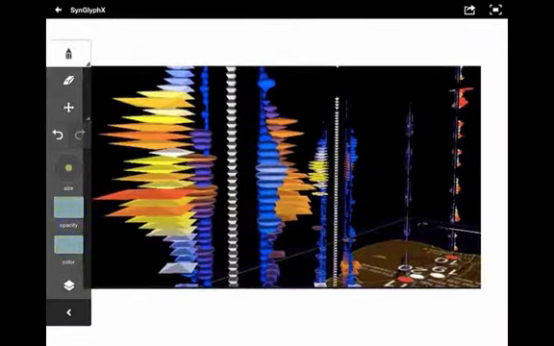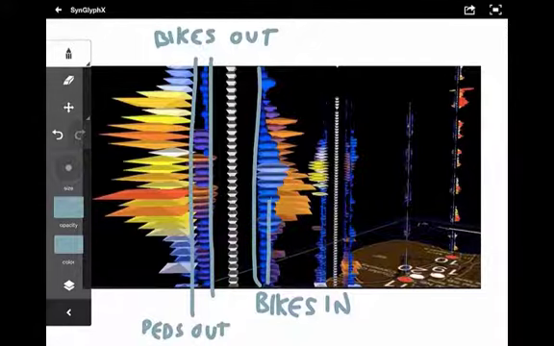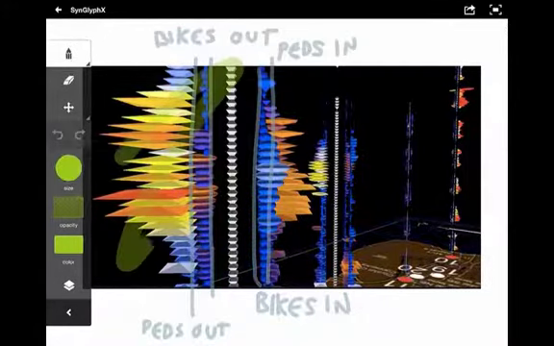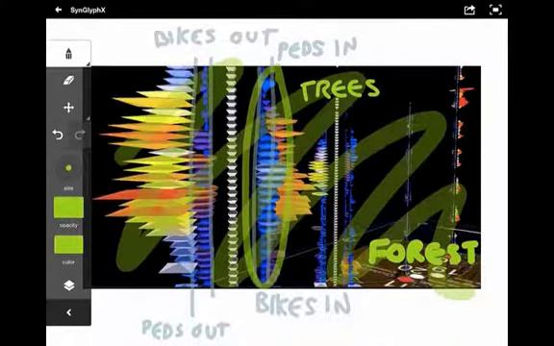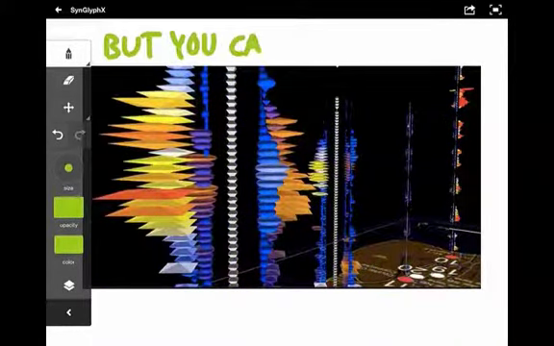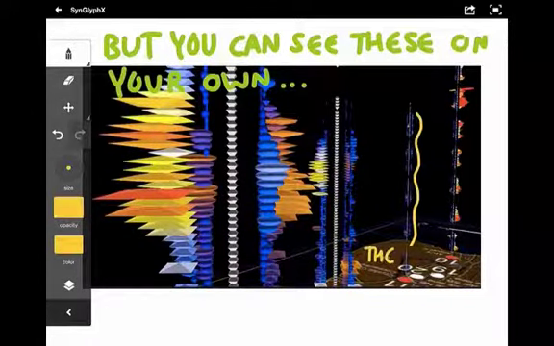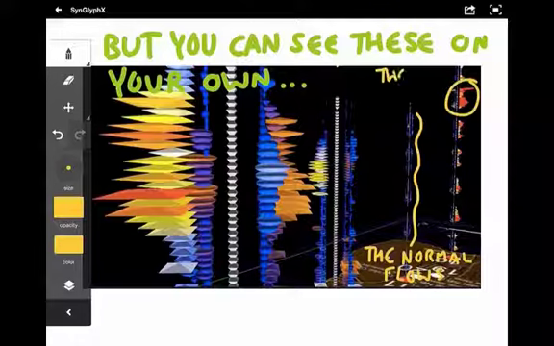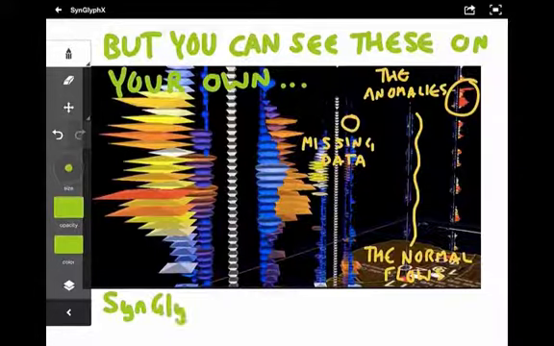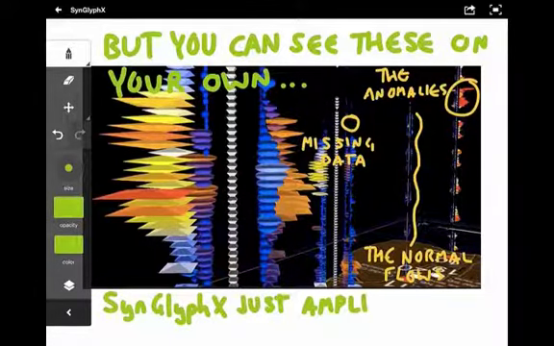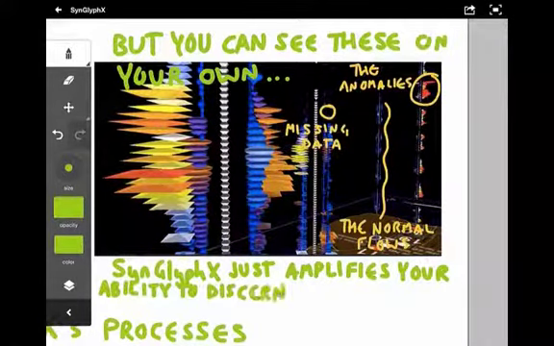Here's another example. Here are our bikes in, our bikes out, our pedestrians in, our pedestrians out. And we can see both the overall trends, the forest, and we can see the trees. We can see the individual nodes. But you can see these on your own, these trends. Like, here's the normal distribution over the course of a day. There's the 4th of July up there. Missing part of this data set over here. So SynGlyphX just amplifies your ability to discern and differentiate data. Use it.